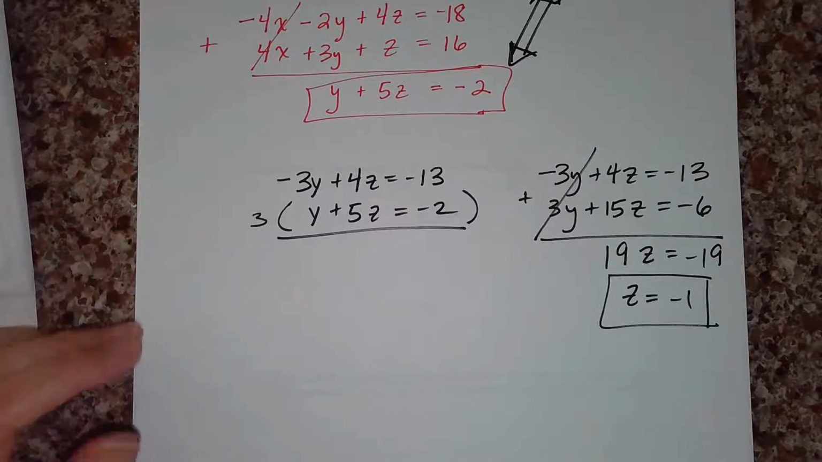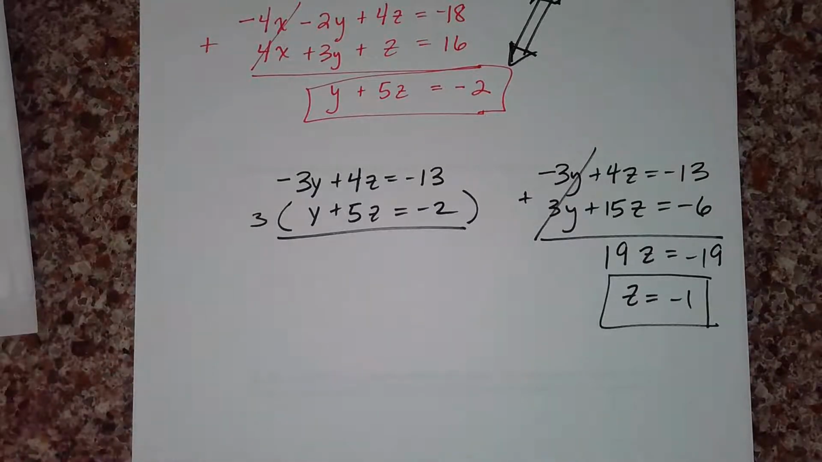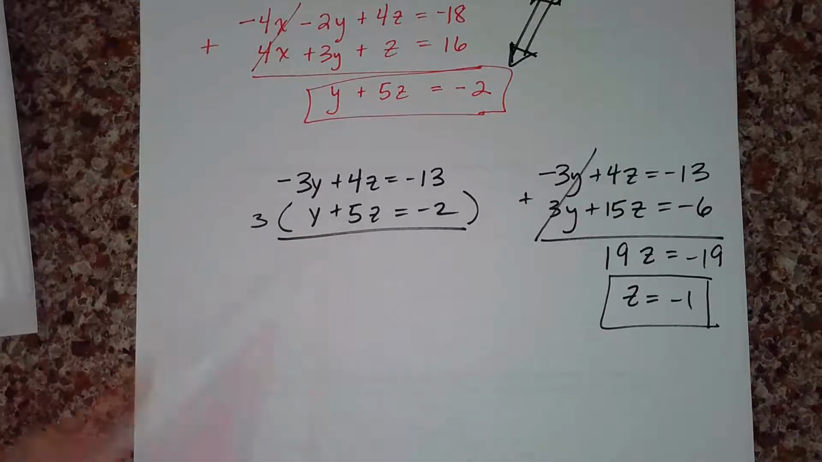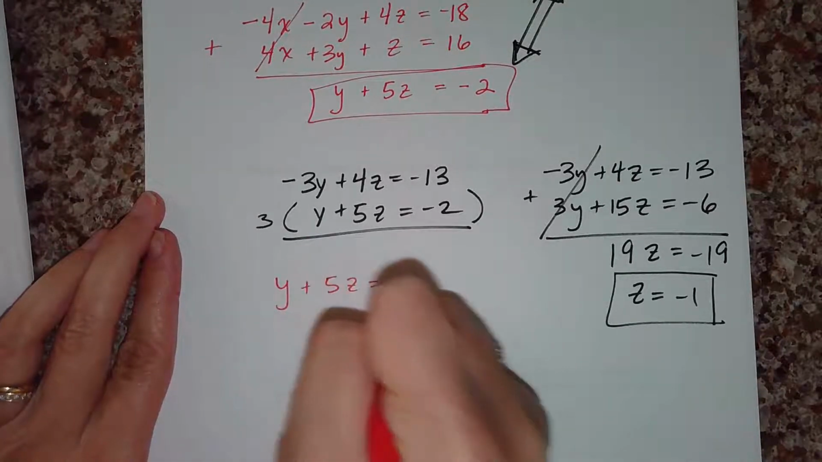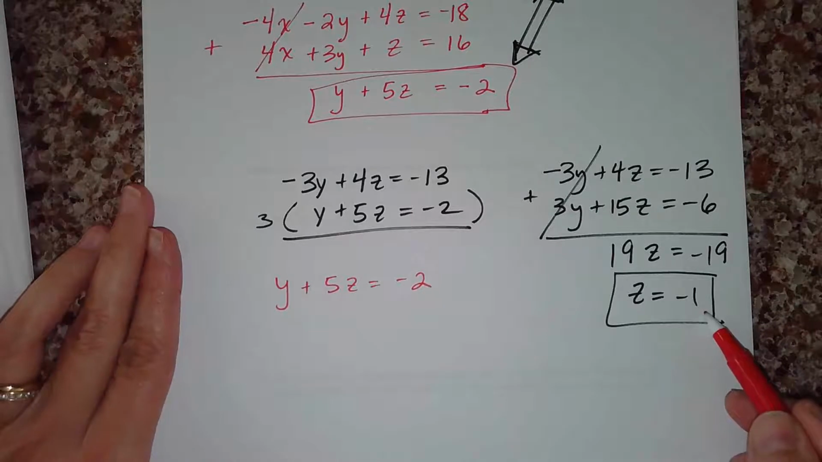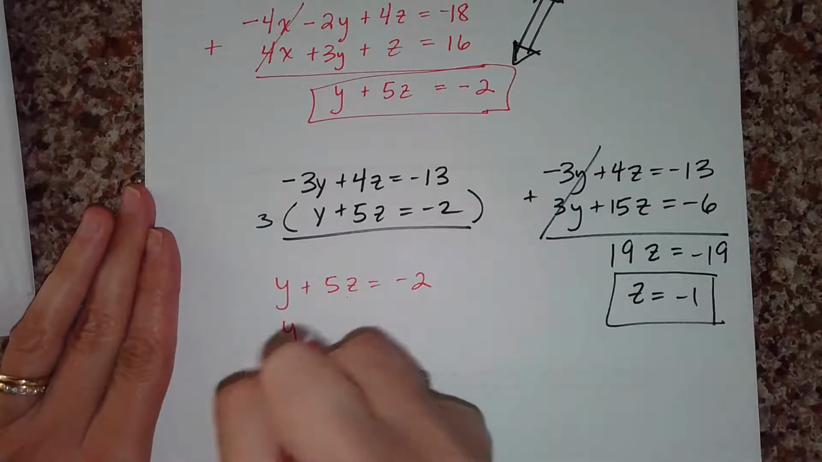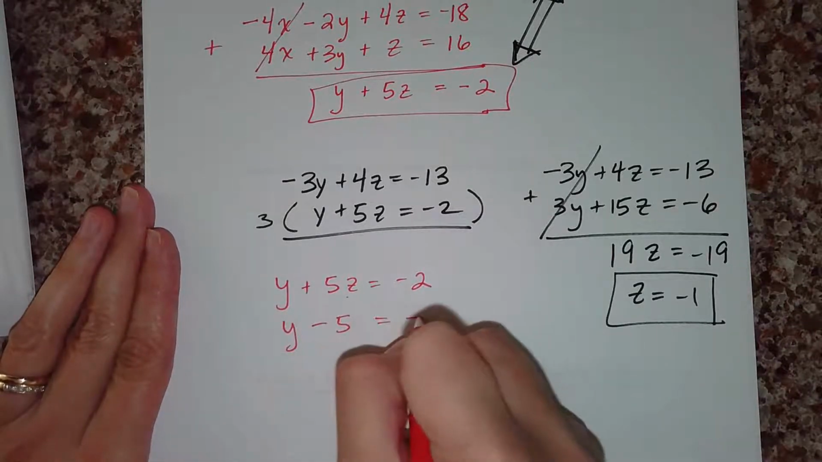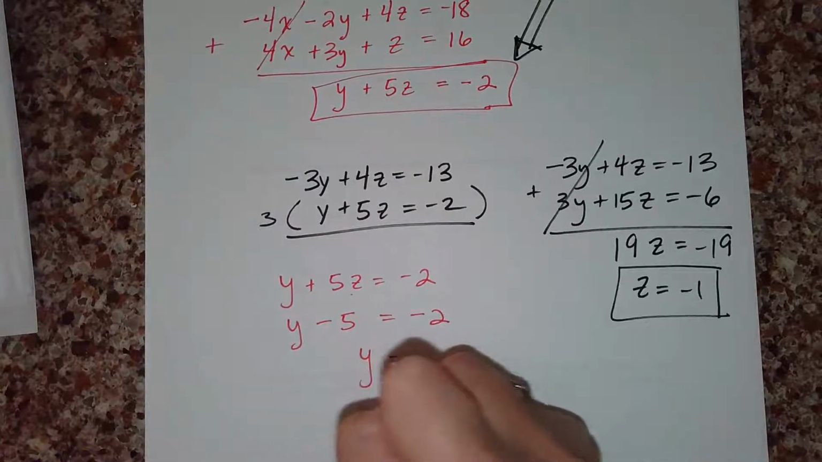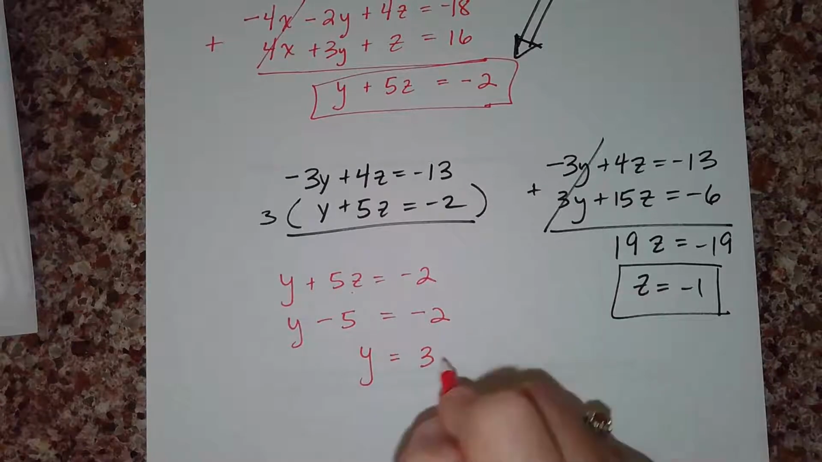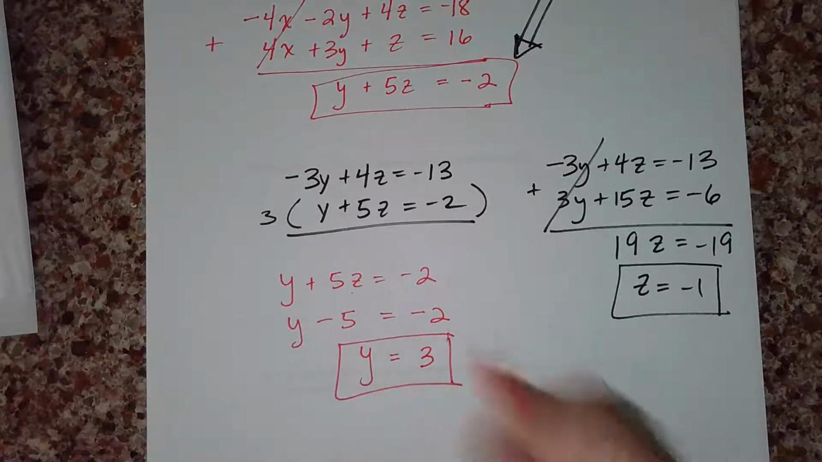So now that we know z, I can plug it back into either one of these two equations, so either this one or this one, and solve for y. I'm going to take this bottom equation, y plus 5z equals -2, and plug in -1 for z. That causes it to become -5 here. And then I'm going to solve for y. And so I get y equals 3.